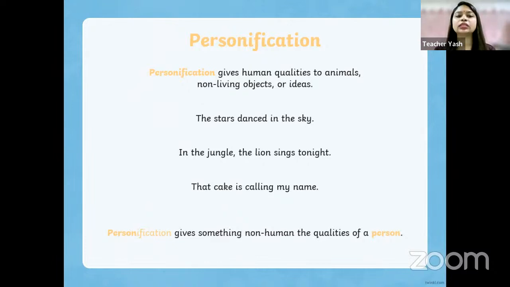Look at the example. The stars danced in the sky. Only humans can dance. Stars cannot dance, right? But you give the qualities to the star. In the jungle, the lion sings tonight. The lion doesn't sing, it only roars. Okay? The cake is calling my name. Can a cake call your name? No, cannot, but what are they trying to say?